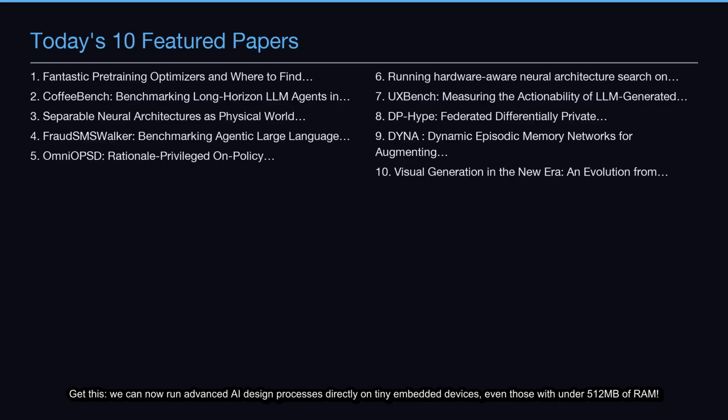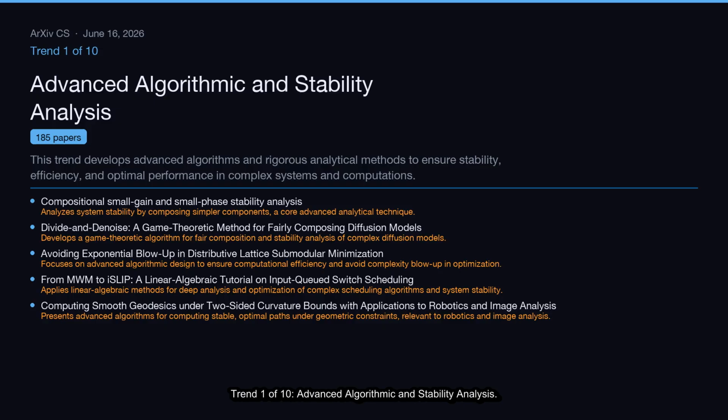Get this, we can now run advanced AI design processes directly on tiny embedded devices, even those with under 512 megabytes of RAM. And we're seeing LLM agents tackle incredibly complex, multi-agent economic simulations, pushing the boundaries of AI autonomy. Now let's explore each of today's trends in detail, starting with number 1. Trend 1 of 10, Advanced Algorithmic and Stability Analysis.